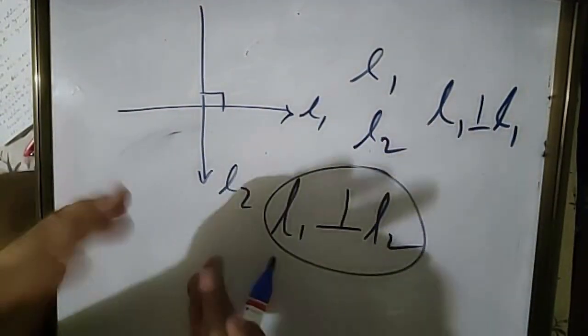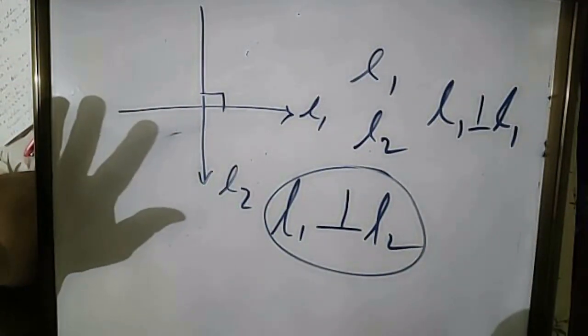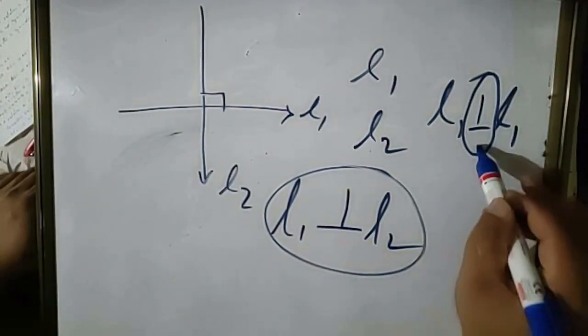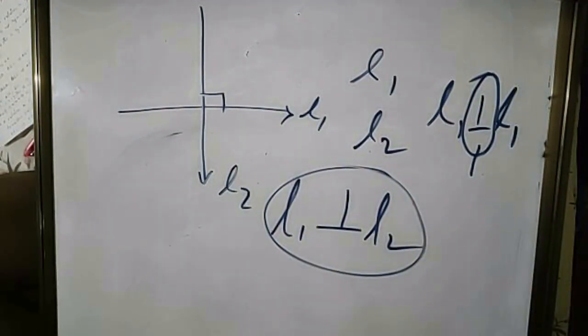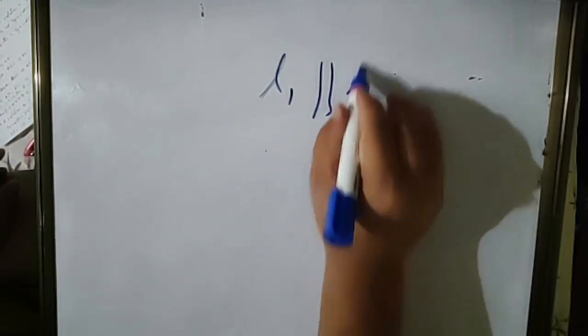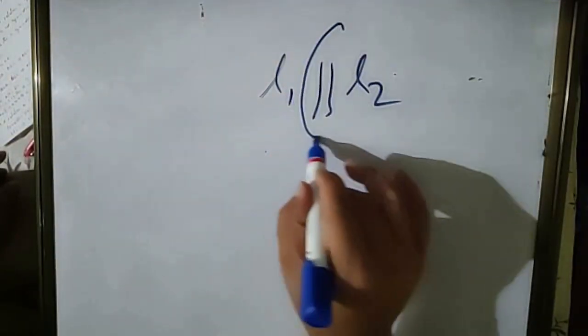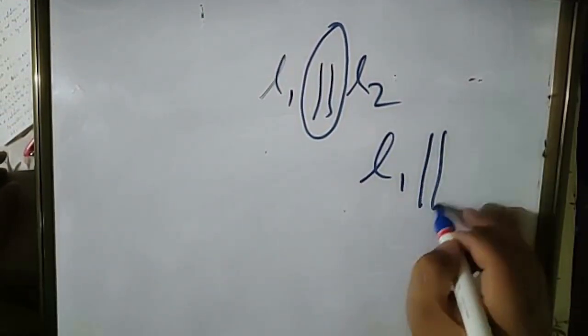Line L1 being perpendicular to itself is never possible, right? Therefore this perpendicular relation is not a reflexive relation. But instead of perpendicular, if we say L1 is parallel to L2, then this parallel relation is a reflexive relation because line L1 is always parallel to the line L1 itself. That's why in this case it is a reflexive relation.